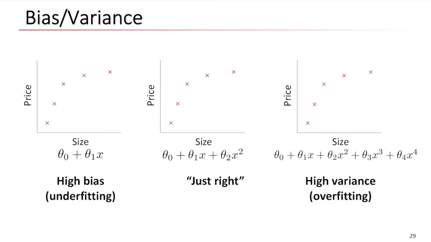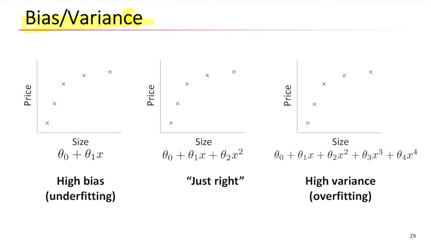Okay, the last concept is bias and variance. The terms bias and variance differ depending on the problem or the context, but here in the overfitting problem, bias and variance are defined as follows. Let's see the example. This is the same example as in the previous slide.